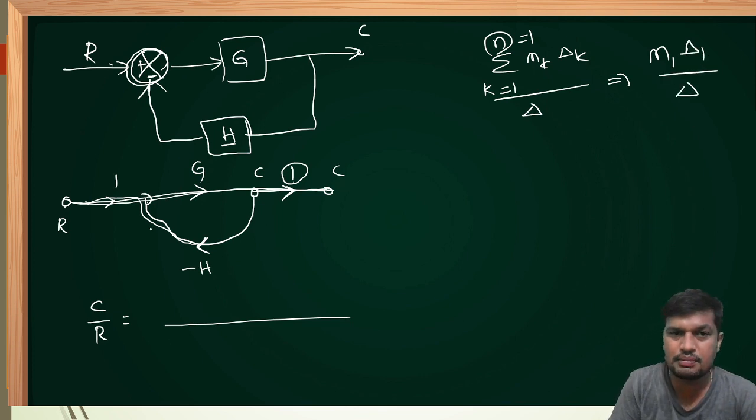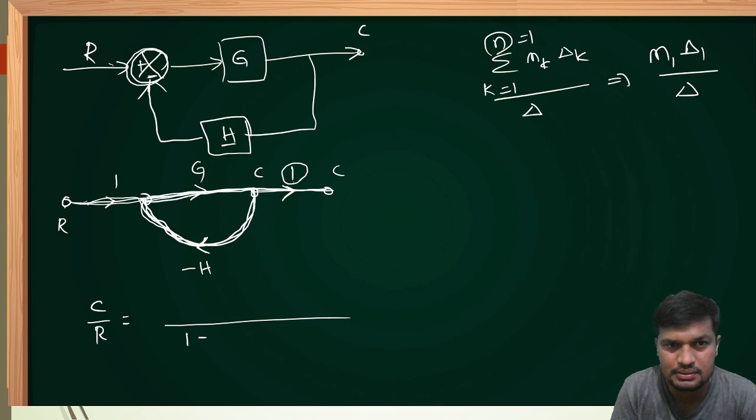Where del is the determinant, how to calculate? 1 minus sum of individual loop gains. There is only one individual loop gain. What is the gain of this? Just multiply these two blocks, because both are in cascade. This block gain is G, this is minus H. Therefore, minus GH. This is del.